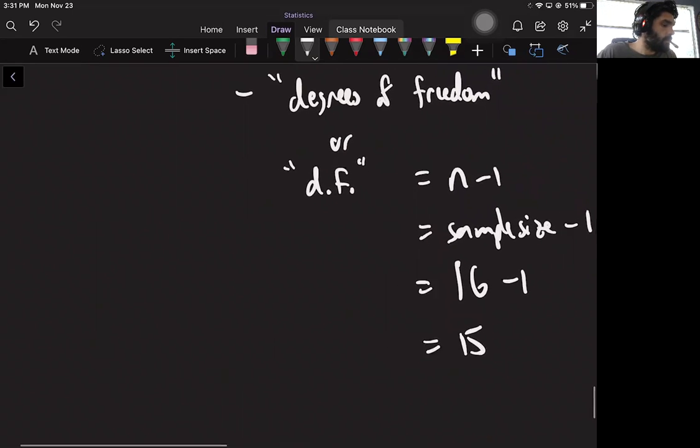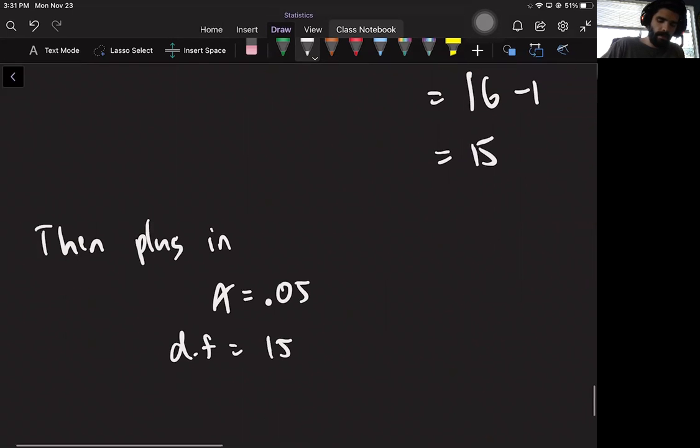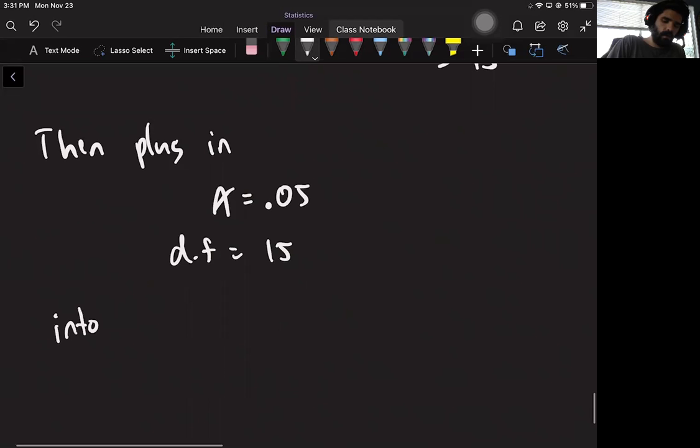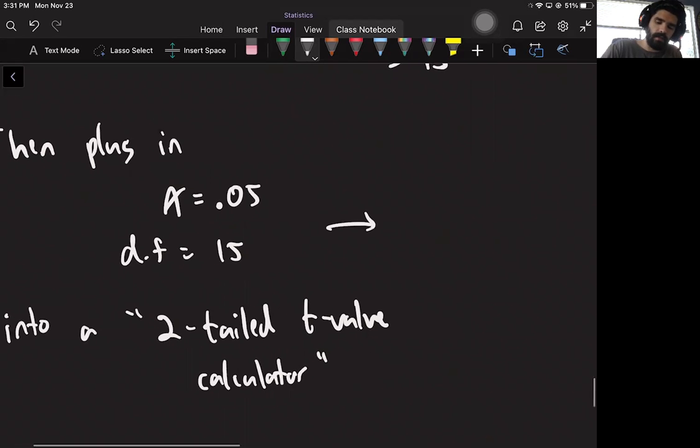by hand. Okay, so then you take those things and you just plug them into a specific calculator that I will link to on Moodle. So you just have to plug in the alpha level and degrees of freedom into a very fancy name, a two-tailed t-value calculator. So again, I'll link to this calculator on Moodle. And if you do that, it'll tell you t equals 2.131.